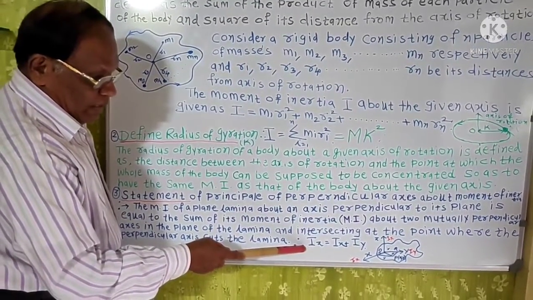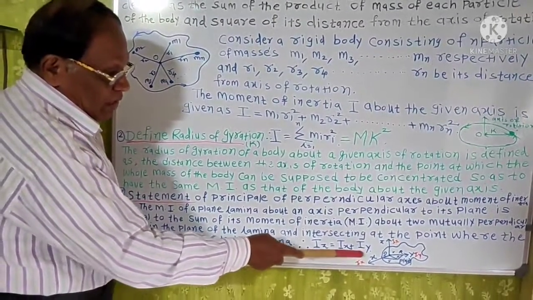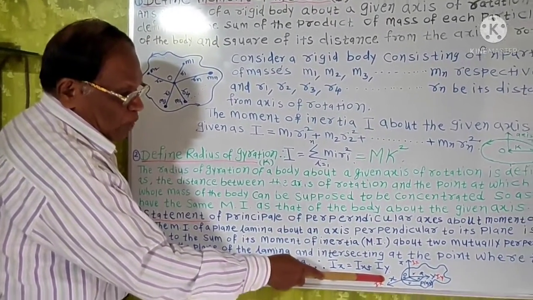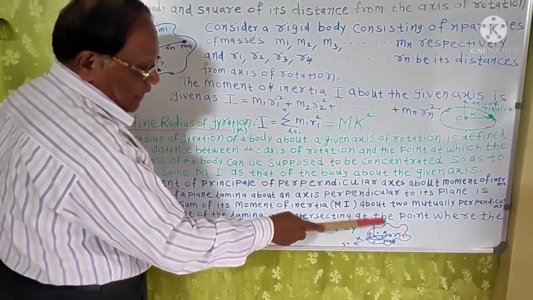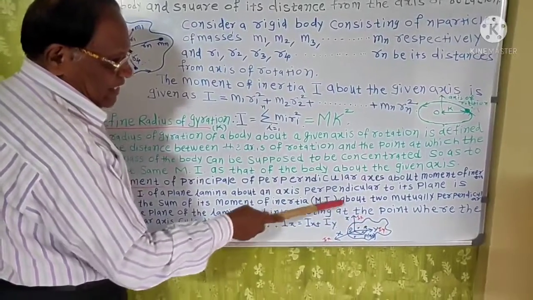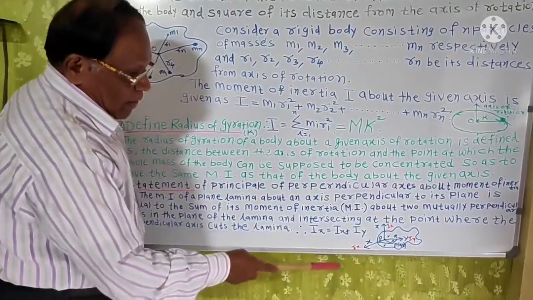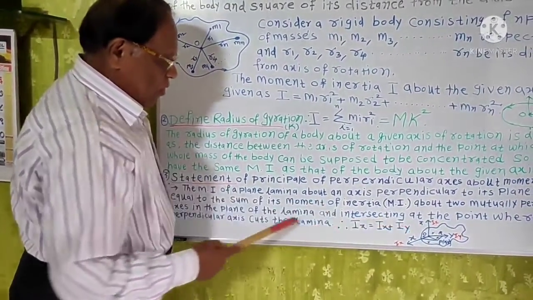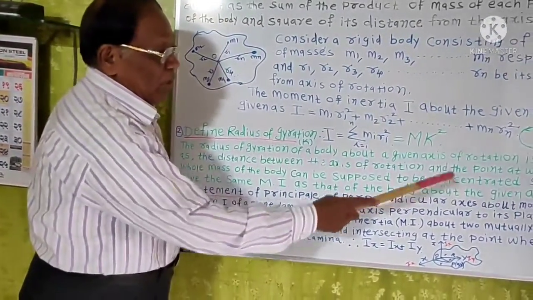where Iz is the moment of inertia about z axis, Ix is the moment of inertia about x axis, and Iy is the moment of inertia about y axis. So here this is the diagram, in that Ix, Iy and Iz, these three axes are mutually perpendicular to each other. So here this one is the statement of theorem of principle of perpendicular axis.